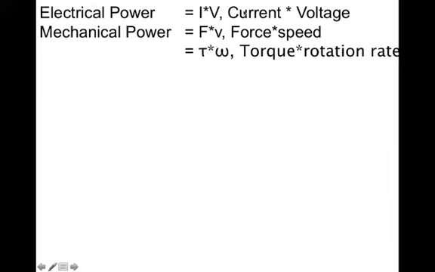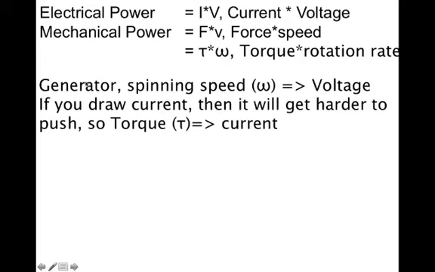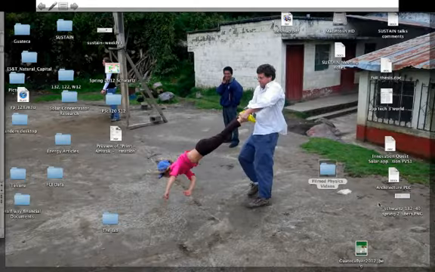Electrical power is current times voltage, where current is a flow of electrons and voltage is how hard we're pushing the electrons. Mechanical power is force times speed, or if we're rotating, torque times omega, the rotation rate. When we turn a generator, the speed of the turning is proportional to voltage. So let's take a look at the relationship between spinning and voltage.